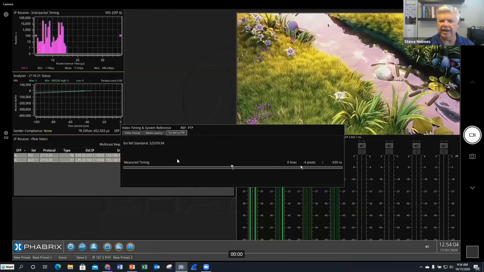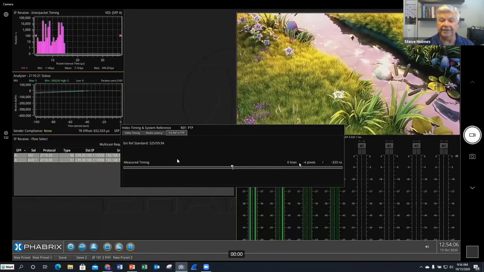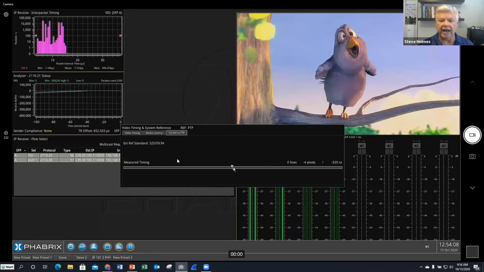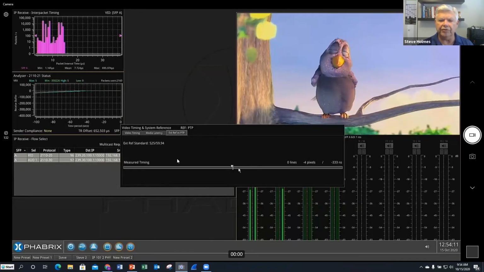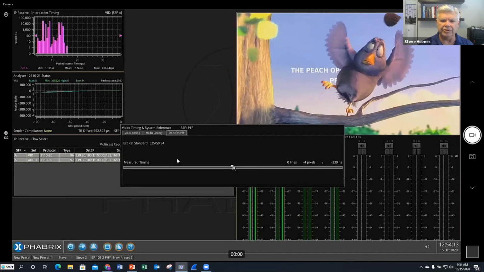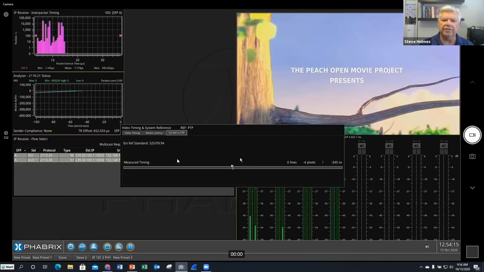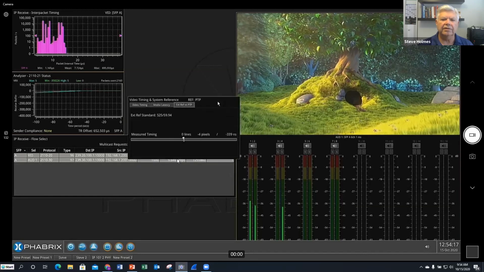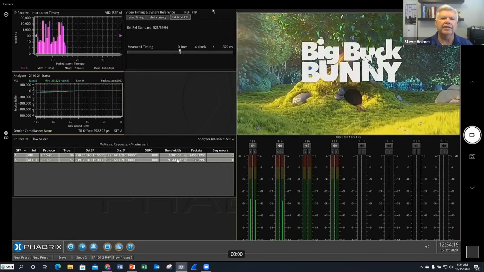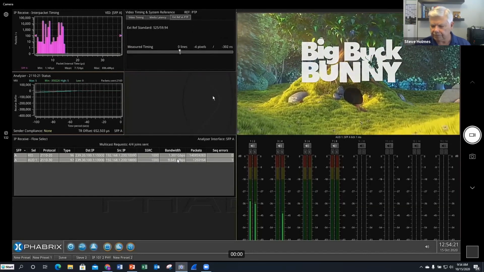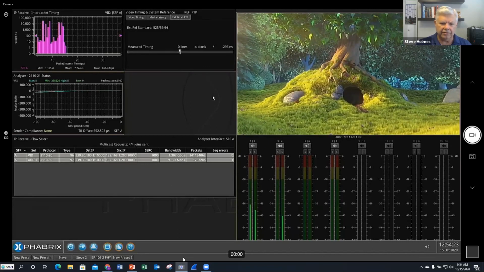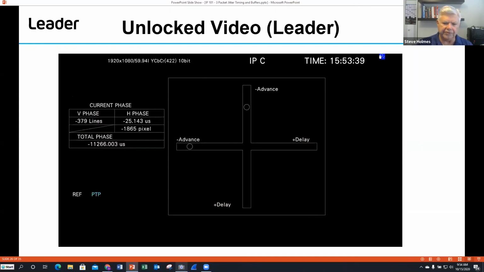And if we look at where I am versus reference to PTP, and there I am, 0 lines and now 4 pixels off. And so virtually absolutely locked. It's not moving all over the place. It's sitting absolutely still. And we can look at this from several different perspectives here.